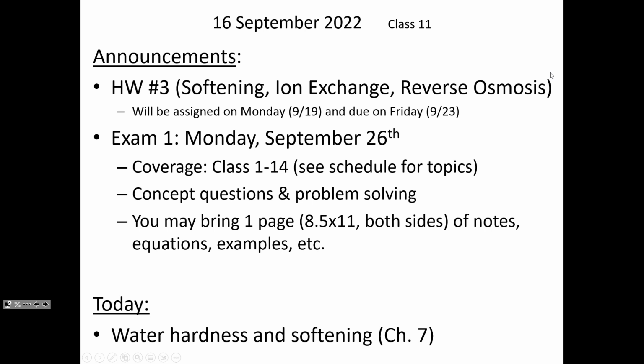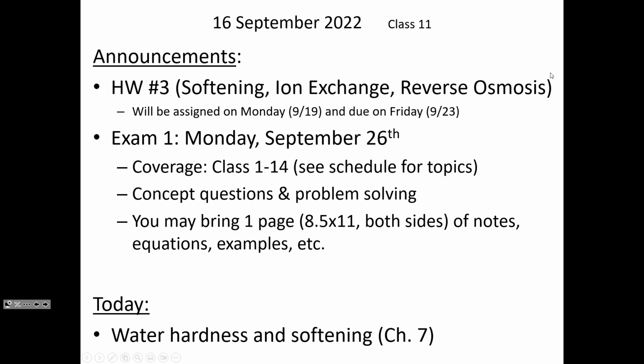As far as preparing, you can bring in a page of notes, and you can put anything on that page that you like, whether it be definitions of terms, formulas, previously solved examples, just anything that can help you to remember and feel confident going into that exam that you'd be able to solve any of the examples we've worked together in class or any of the homework problems you've submitted, and that you understand the concepts discussed in the book.